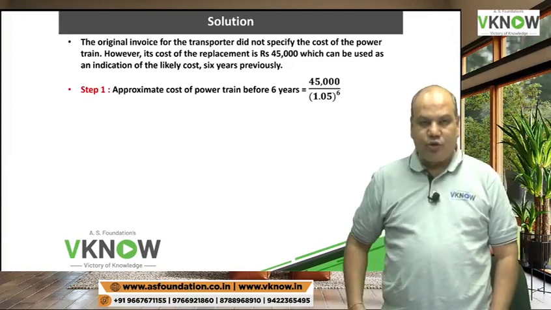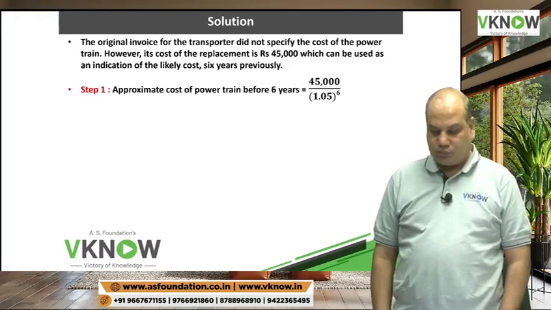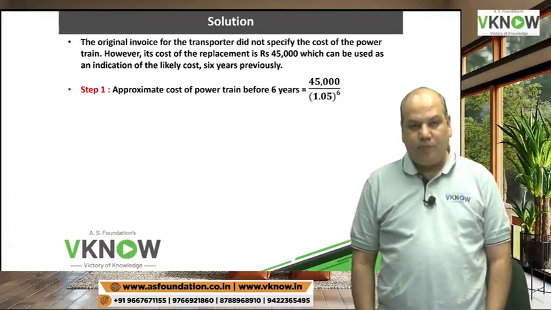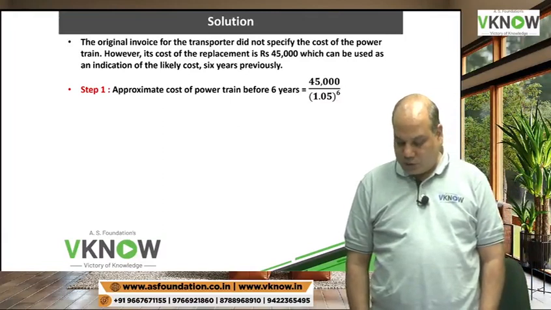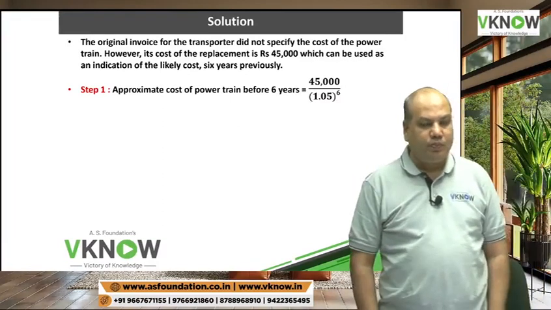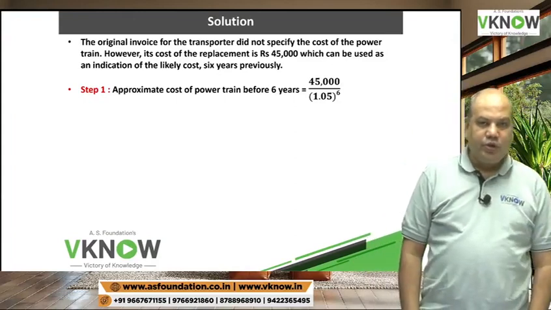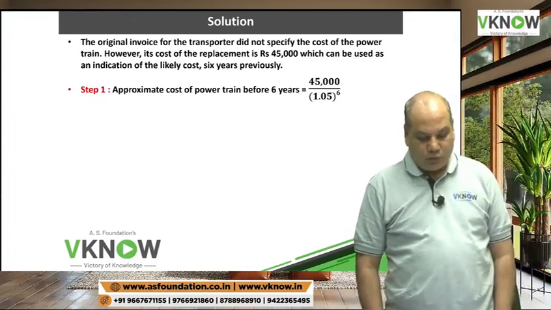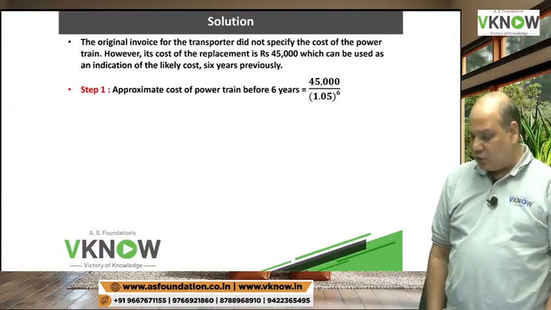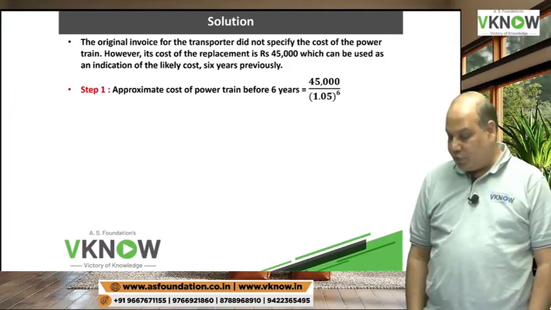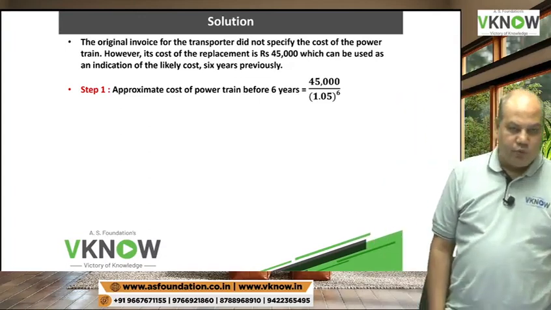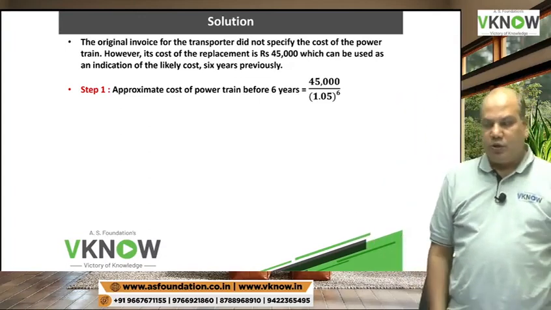So now write down step number 1. Step number 1 is approximate cost of powertrain 6 years ago. Approximate cost of powertrain 6 years ago is equal to 45,000 divided by 1.05 to the power 6.